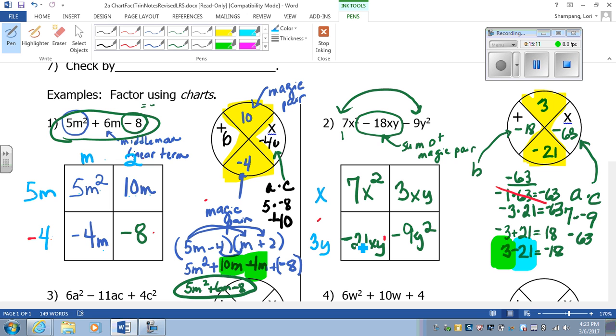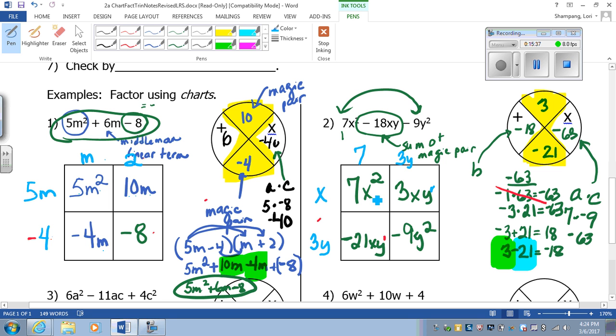And then 3xy and negative 9y squared, I know that's going to be 3. And then we're going to take our y out because y to the first is the smaller exponent. And over here I forgot we have x squared and x, so we're going to take the x and pull it out. So that's what my factors are going to look like.